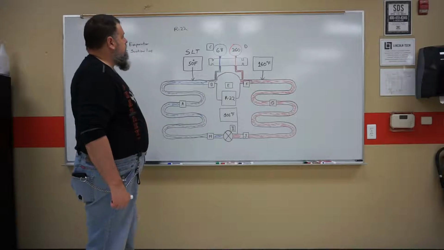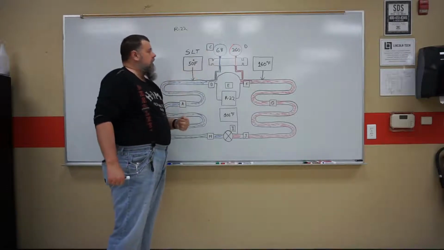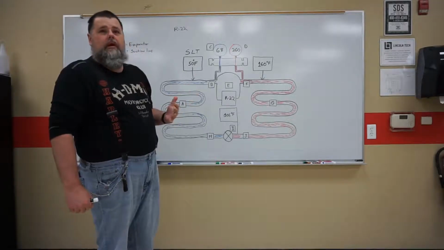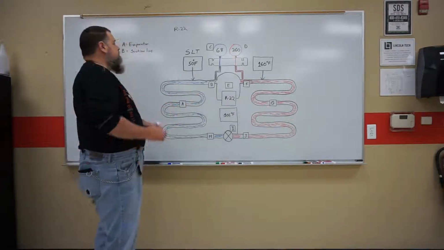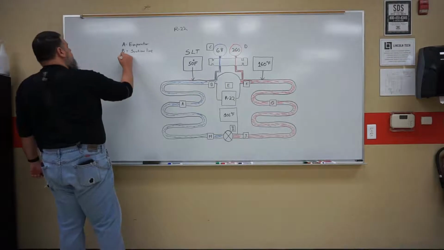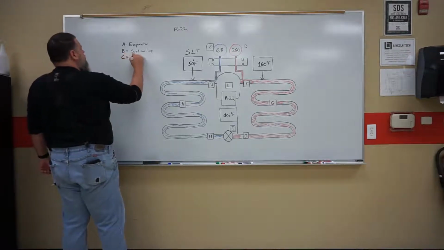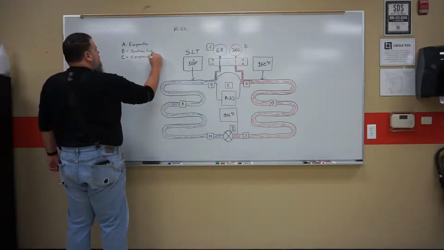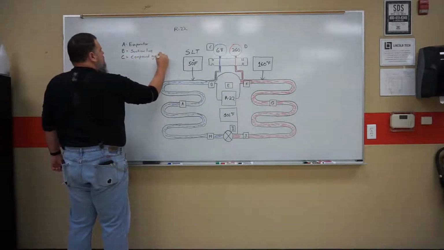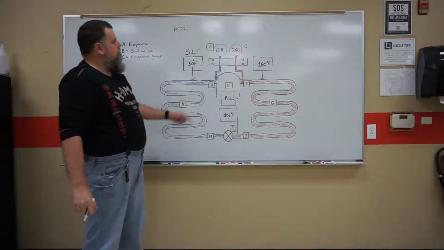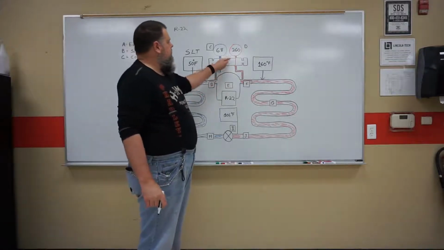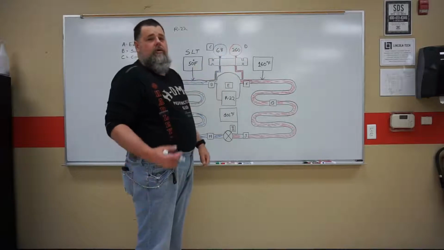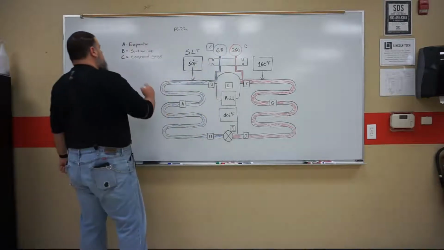Now we've got A, B. Let's go ahead and do C. C would be our compound gauge. That is a gauge on our gauge manifold set that reads above and below atmospheric pressure. D would be the opposite side of our manifold gauge set, the red gauge, which would be our head pressure or high pressure gauge. We'll just say high pressure gauge.